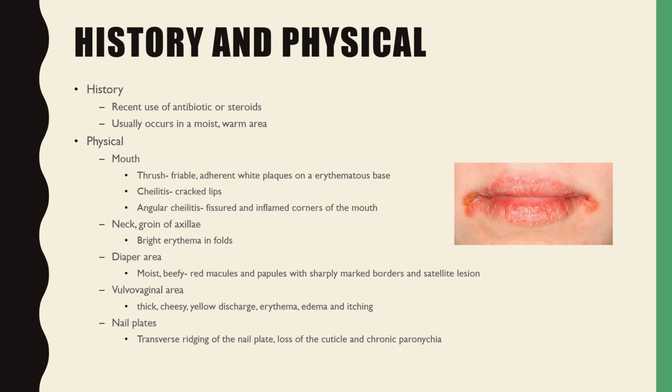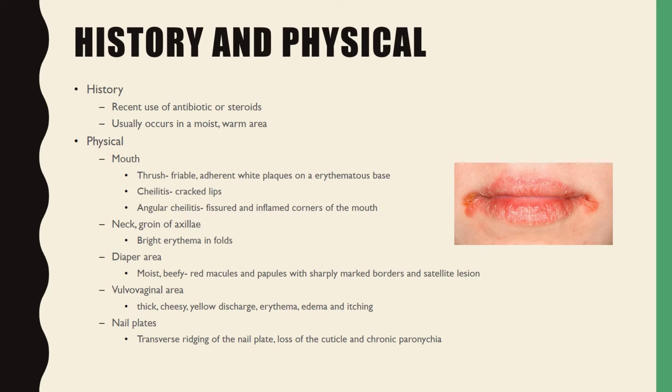History and physical. For your history, you're going to ask about that recent use of antibiotics or steroids, and then it usually occurs in warm, moist areas. So there's different areas that you may see it in. In the mouth, you could see thrush, which was on the previous slide, and that is friable, adherent white plaques on erythematous base. You could see cheilitis, and that's cracked lips, or angular cheilitis, and that's fissured and inflamed corners of the mouth. So this picture here on the right has cheilitis in the whole lips and angular cheilitis as well.